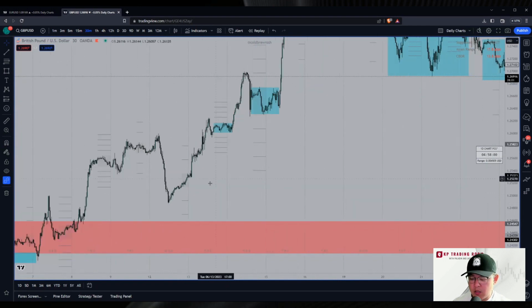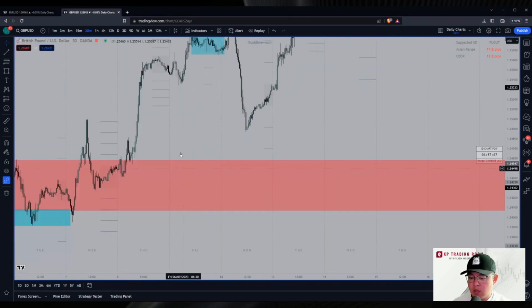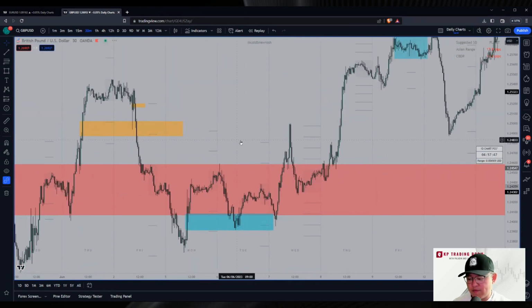Same idea here. There's our power of three: accumulation, manipulation out of the range, distribution. Let's find some bullish examples if we can find any.